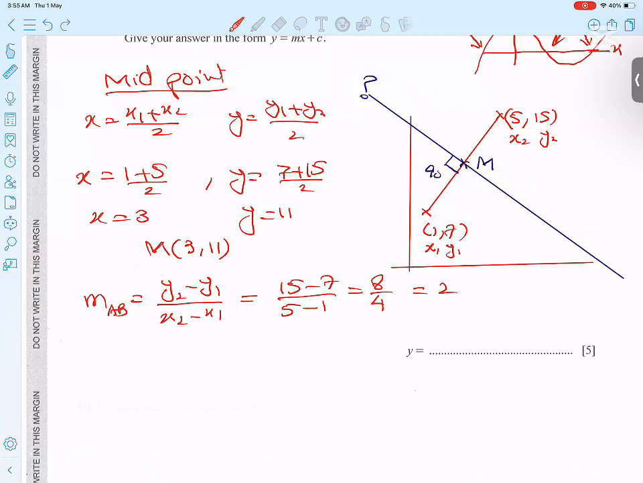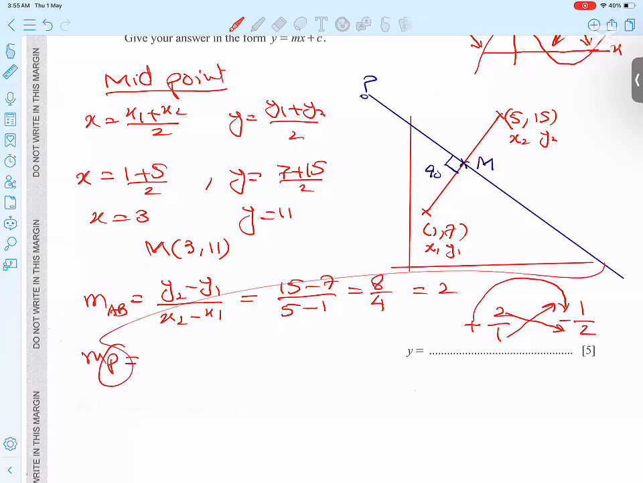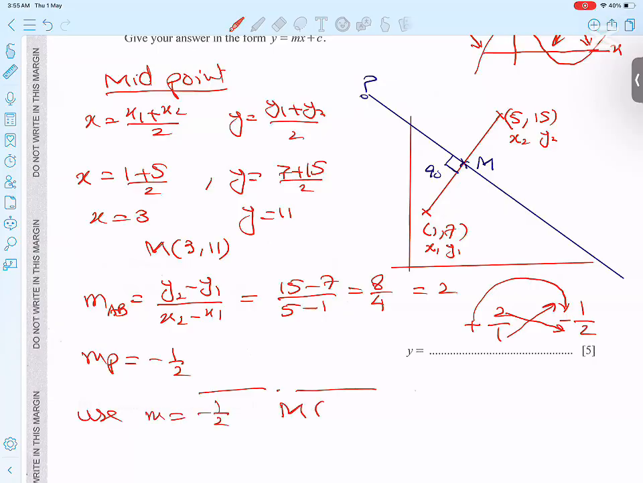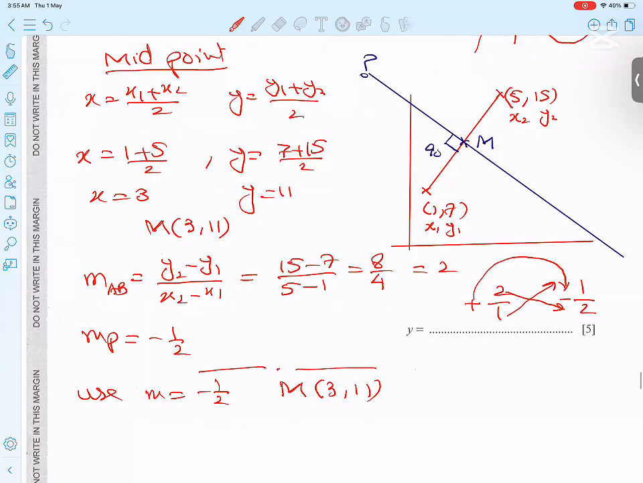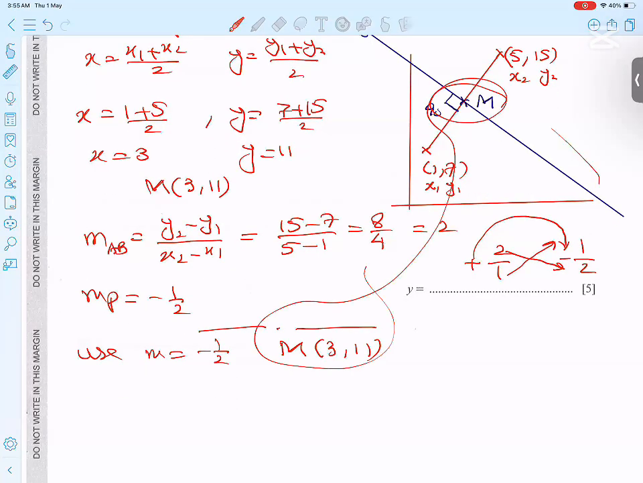For example, this m is 2. Basically, 2 means 2 over 1. So what is the negative reciprocal? This will go up, this will go down, and this plus will convert into negative. So what is the gradient of the perpendicular line? Negative half. So I will now use the gradient negative half and the midpoint (3, 11). To repeat my words, I will use the M coordinates and the blue line gradient. So the point is very clear.